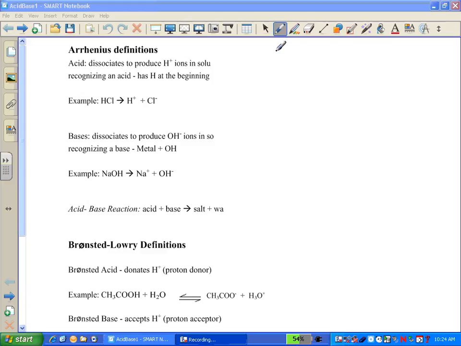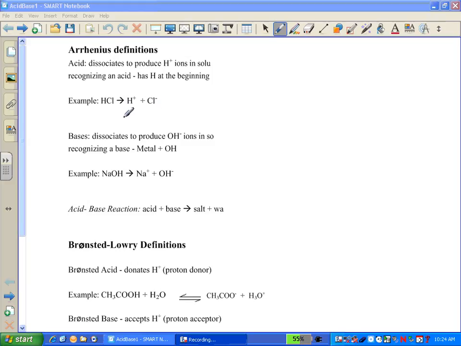By Arrhenius, an acid is a substance that dissociates to produce H+ ions in solution. The way that you can recognize an Arrhenius acid is by the hydrogen at the beginning of the formula. For example, hydrochloric acid is a classic Arrhenius acid. When it dissociates in water, it produces H+ and Cl-.